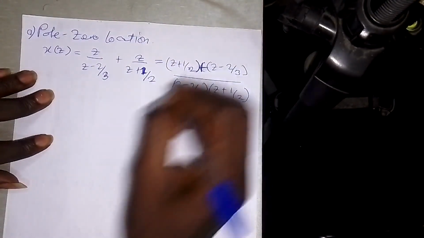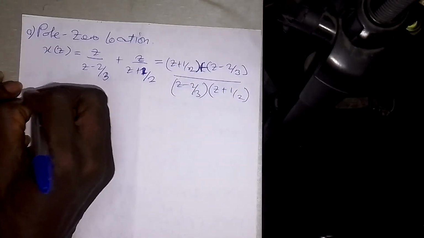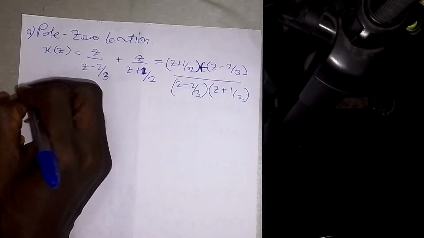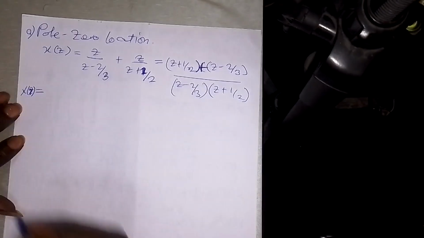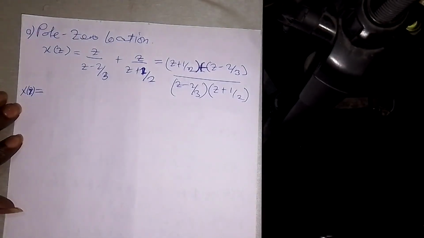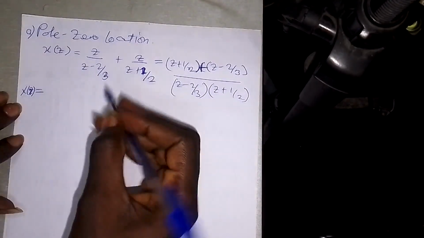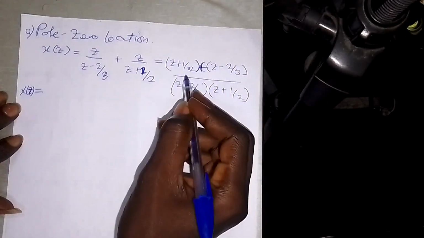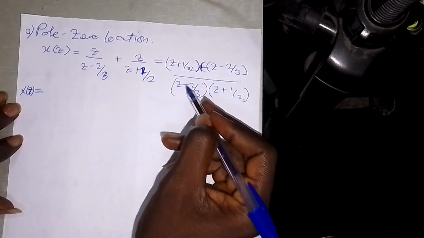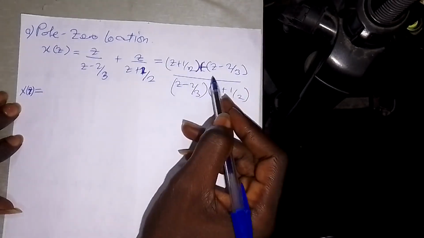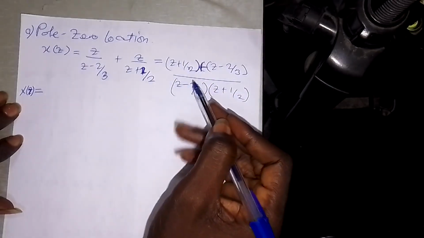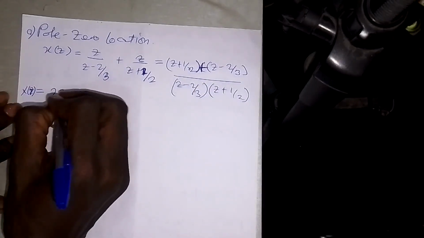Please note it is plus. So when we do that, we're going to have X of z equal to this one. If you do the summation here, I'll get 2z, then this plus this one also. This is negative, this is positive. So I'll get 2z.